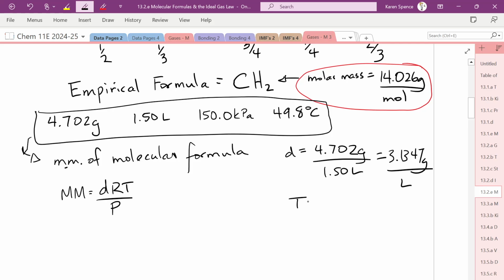Our temperature is 273.15 plus 49.8 Kelvin, which is 273.15 plus 49.8 is 322.95.